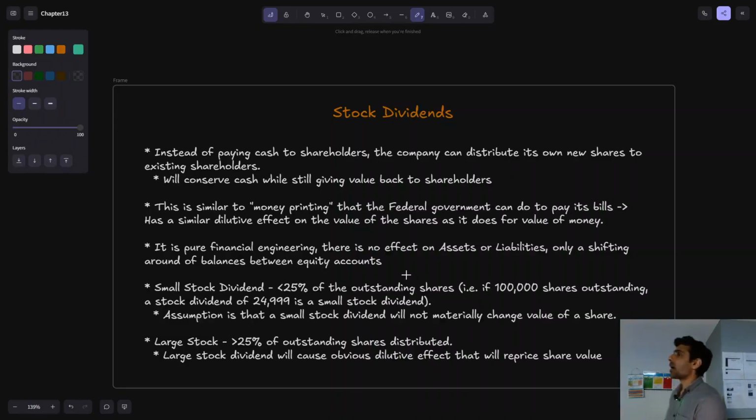Now, shareholders are not necessarily going to care, because if they own 10% of the company's shares already, they will get 10% of the new shares that are created. So as a total percentage, they're not really changing their ownership. Everyone is getting a number of new shares proportionate to their current ownership. So though there are more shares outstanding, each shareholder's stake is unchanged.